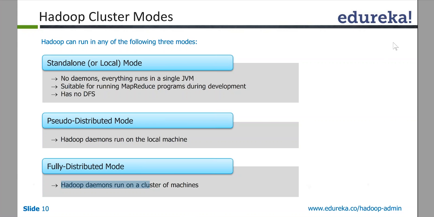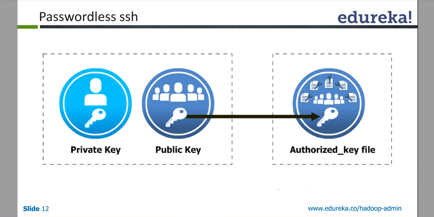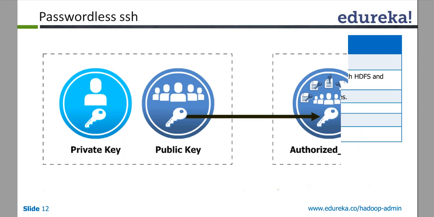So this is how you get the different modes in the Hadoop cluster. But what we are going to do today is create the fully distributed node Hadoop cluster. The next important thing is the passwordless SSH key. Passwordless SSH basically requires the public key to be added into the authorized_keys file in the nodes, in the master node. We're going to create that as well, so that the master node can connect to the slave nodes without asking for any passwords.